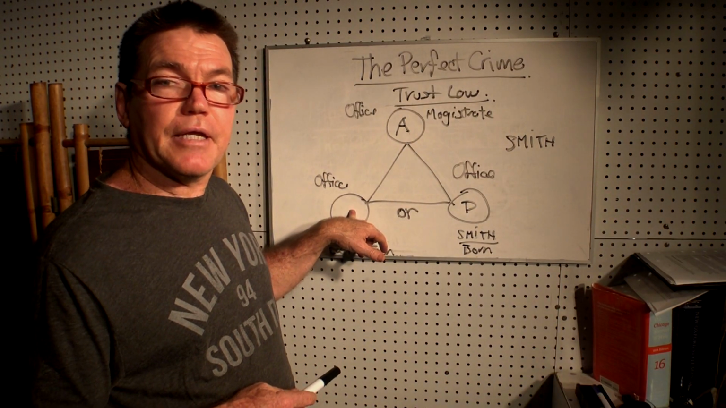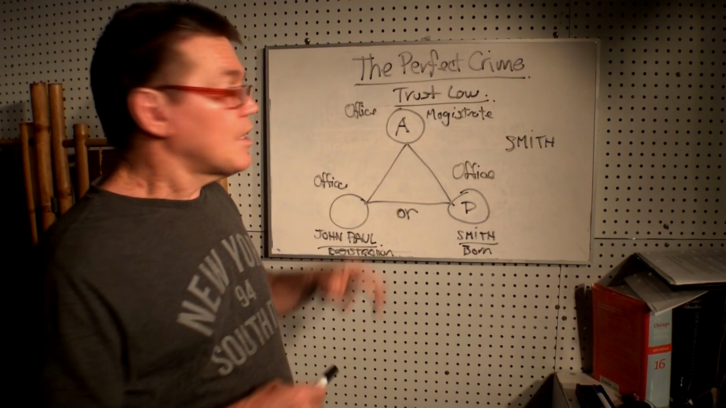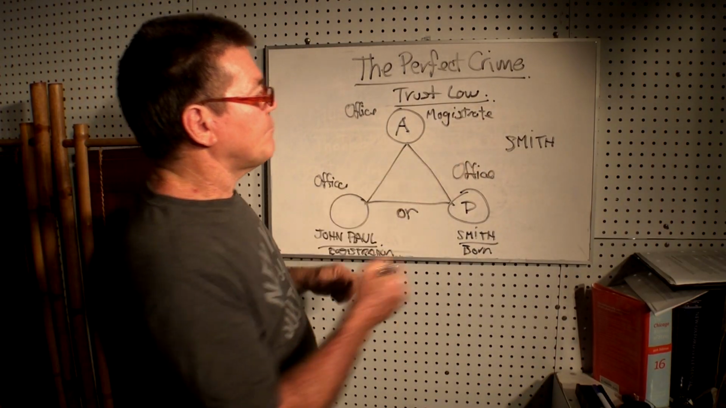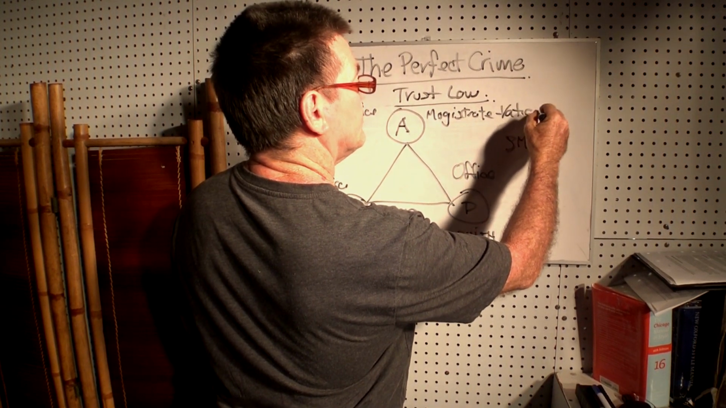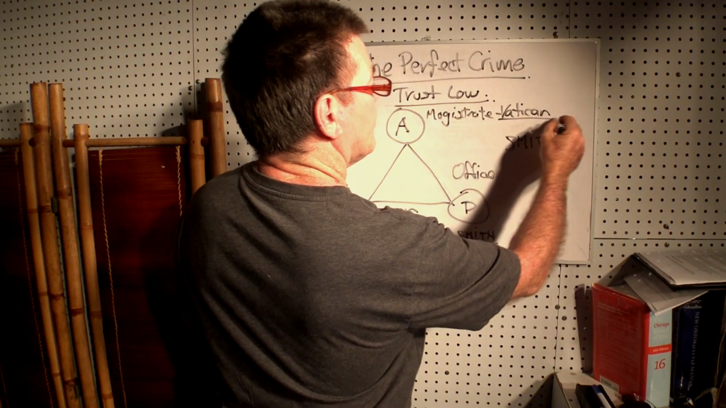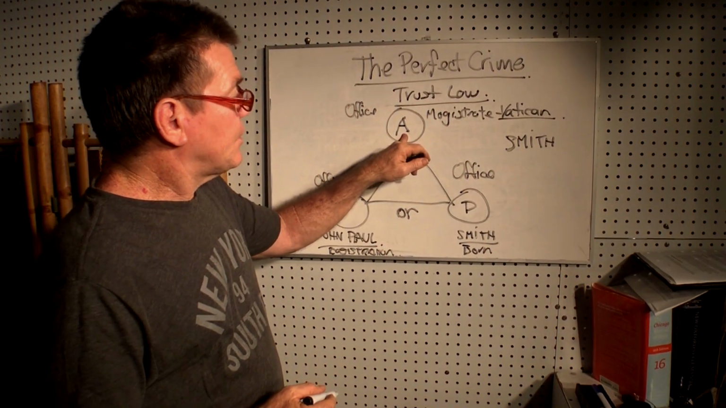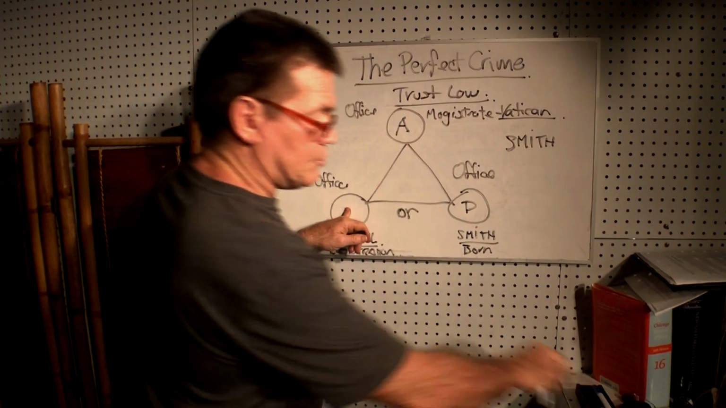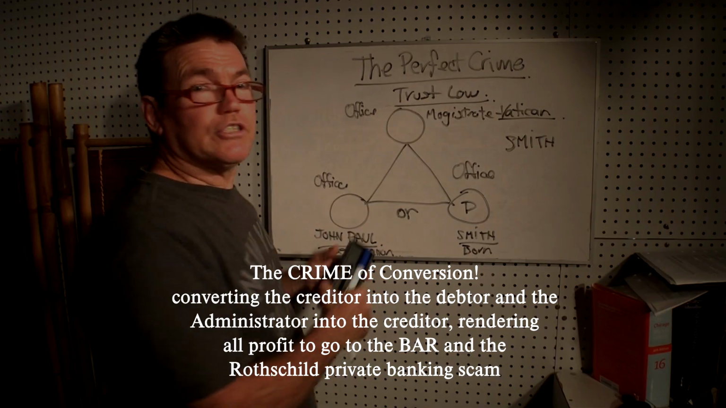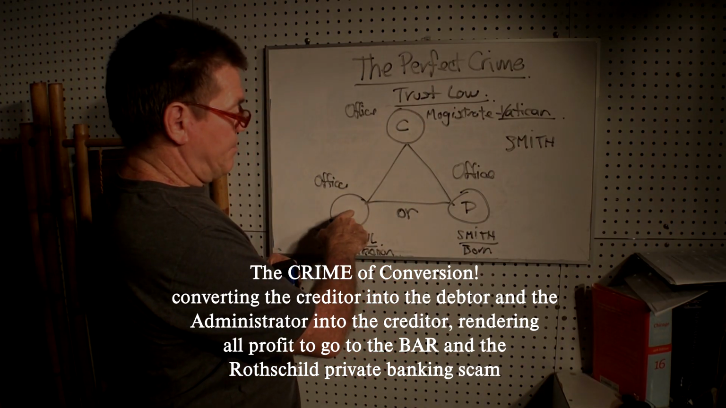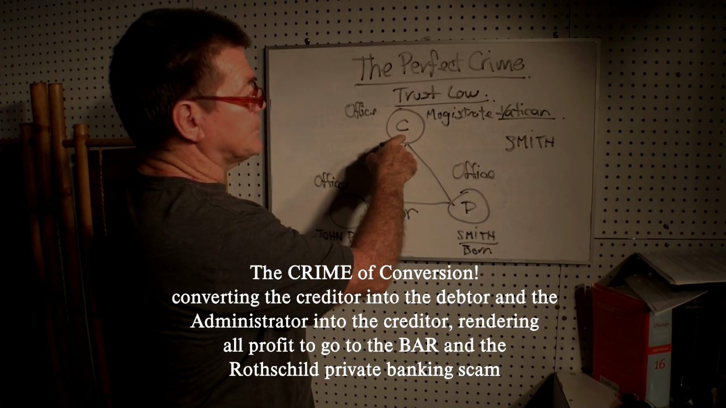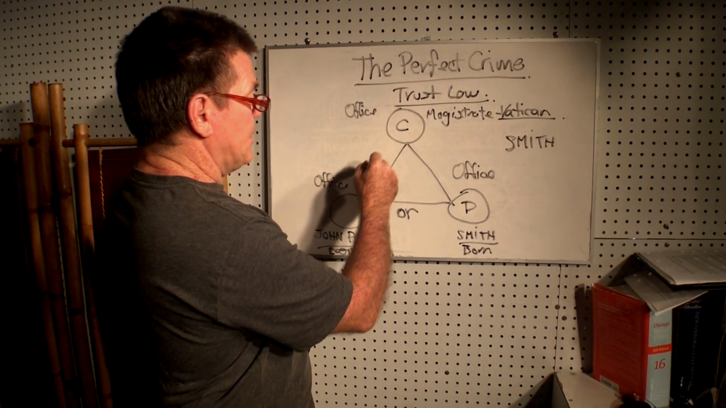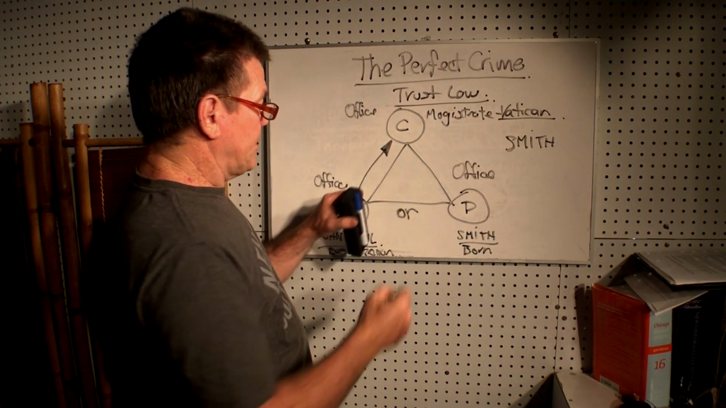This office remains empty. Now when this office remains empty, what that turns the magistrate, and this is the crime, because the magistrates and the judiciary and the Vatican that offered to act as the administrator, the minute the creditor is not there and it turns into just a two-way trust, it turns the administrator into the creditor, because the creditor moves back up to here. That becomes the creditor. He becomes just the debtor.